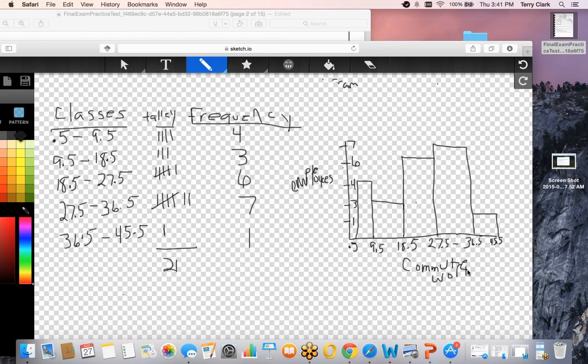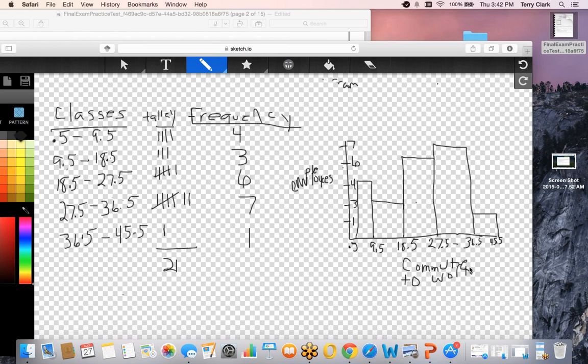Okay, commute. Let me put 2 in front of this. Commute to work. Okay. So that's how it's going to be set up. Employees on the left hand side for our y-axis, commute to work.